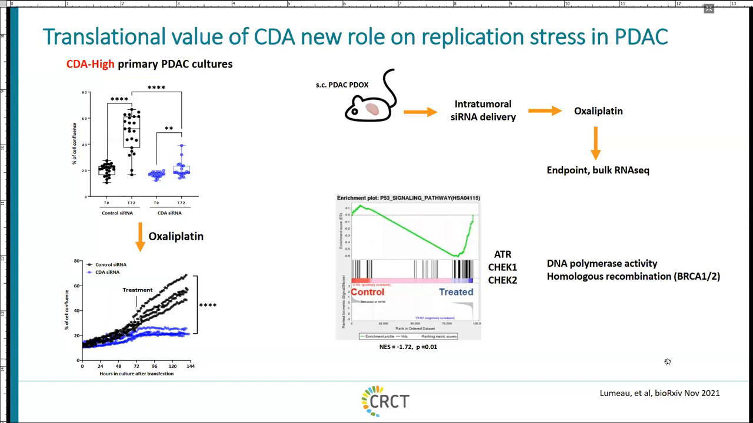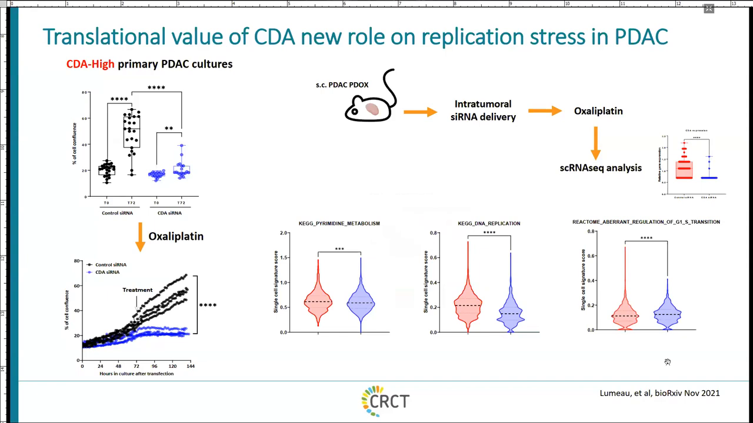And if you can go next, we also performed single cell RNA-seq analysis. So first to confirm that CDA expression was down in those tumors. And then we got the same result, but with higher numbers, of course, as a single cell, with pyrimidine metabolism going down, DNA replication going down, and on the contrary, aberrant regulation of G1 transition going up when cells were treated by siRNA targeting CDA and oxaliplatin.